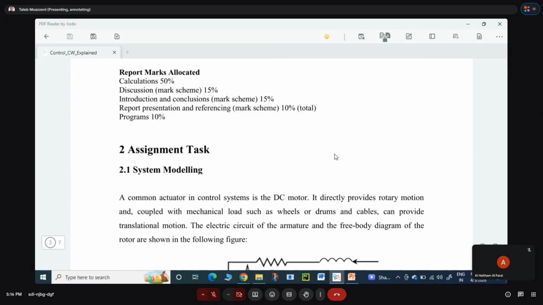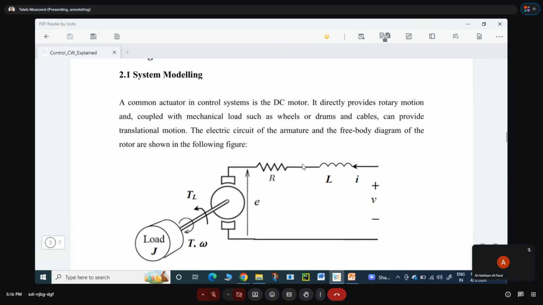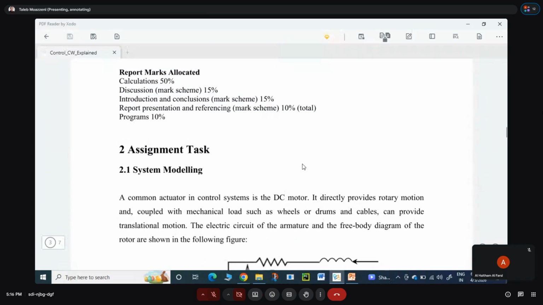Okay, we will show how to take a screenshot and copy and paste from MATLAB to Word, because the final report should be in Word or PDF format. So we will instruct you how to do it next week. Okay, so that is 10% of the total for MATLAB. So yes, that is for the marking scheme.